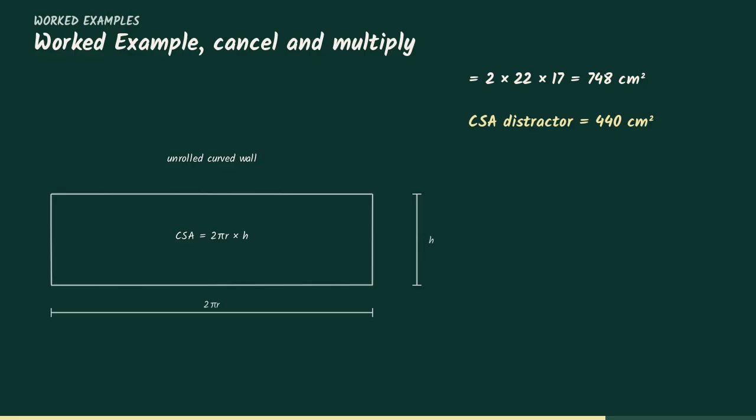748 square centimeters. The trap. Stopping at the curved surface alone gives 440. Same cylinder, wrong surface.